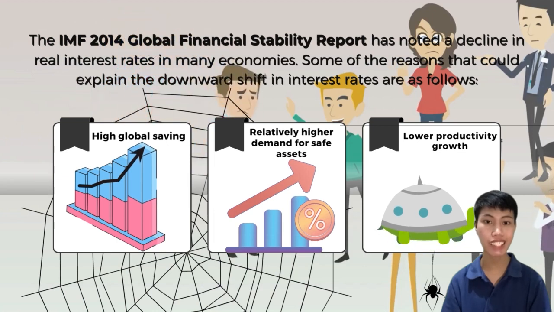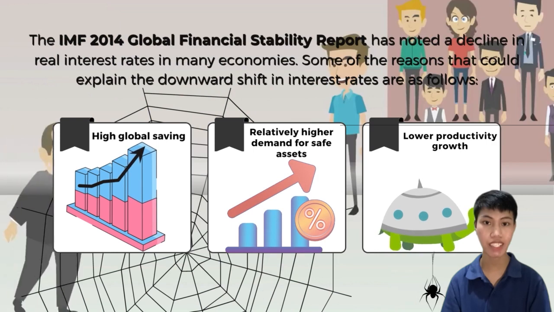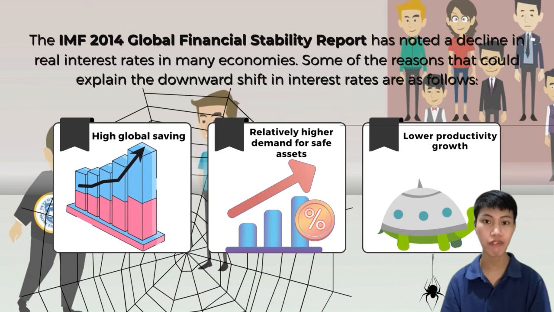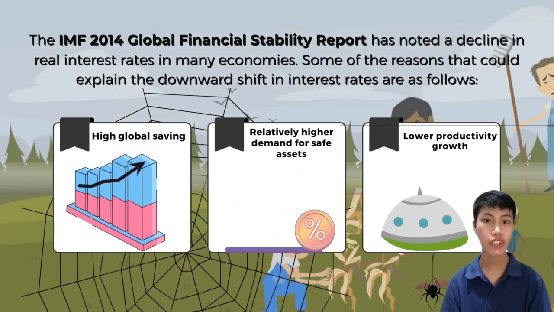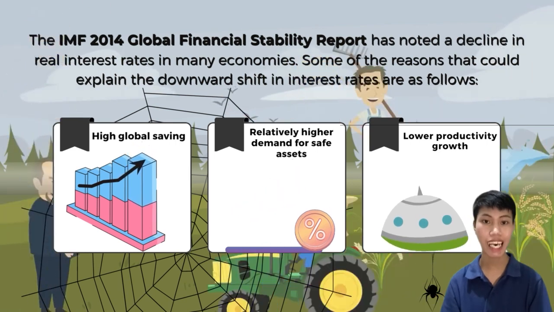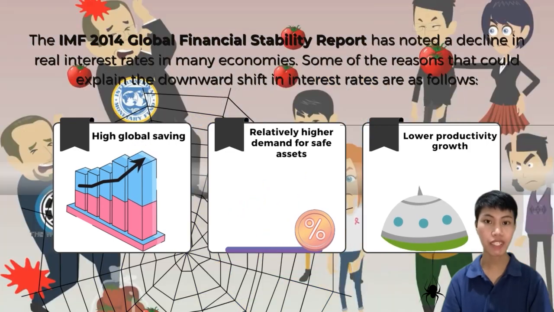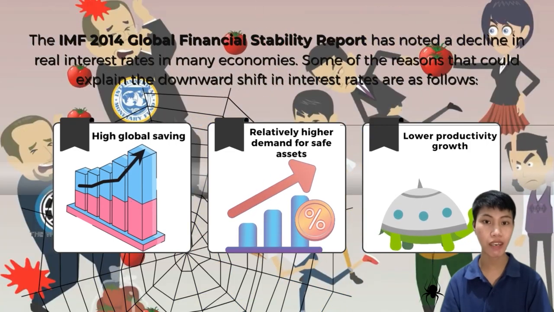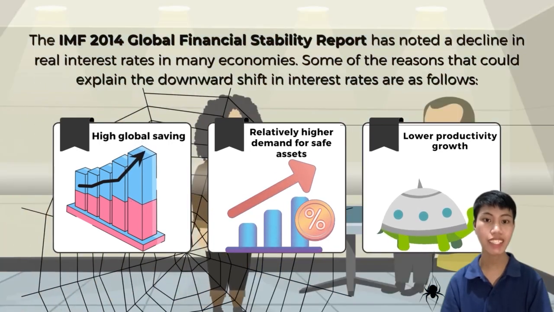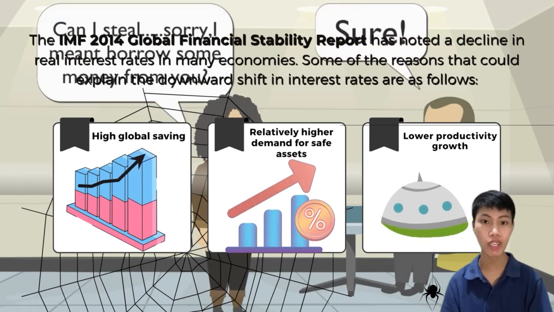Next is relatively higher demand for safe assets. The financial crisis caused uncertainty, which increased demand for secure investments, but supply did not follow suit. The situation was worsened by the fact that several assets thought to be safe prior to the crisis were revealed to be risky. Last is lower productivity growth. Since the financial crisis, productivity growth has been slowing down. International debate has raged over whether this is attributed to the aftermath of the crisis or something more long-term.